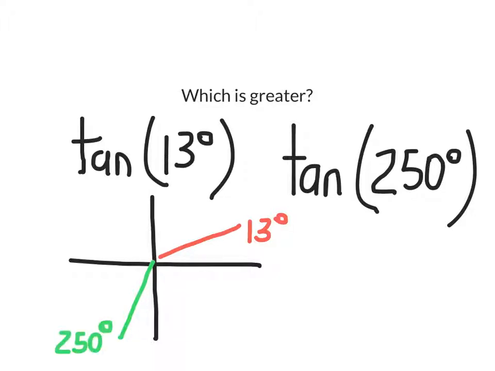When we compare the slopes of the two lines, we can see that both of them have positive slopes, and we can see that the 250 degree angle, the line that the terminal side lies on, has a steeper slope. Therefore, the tangent of 250 degrees is greater, and the tangent of 13 degrees is lesser.